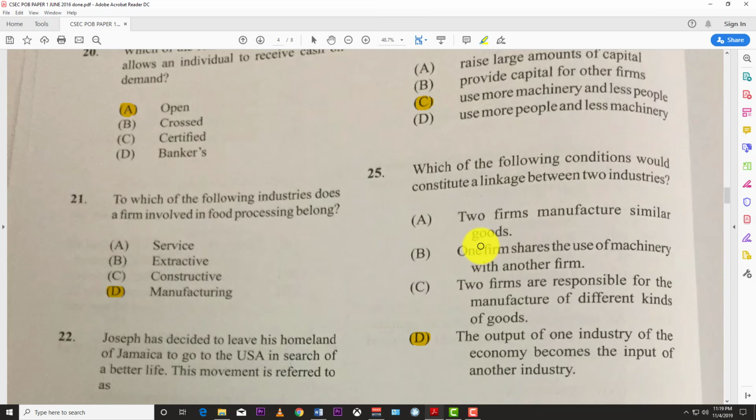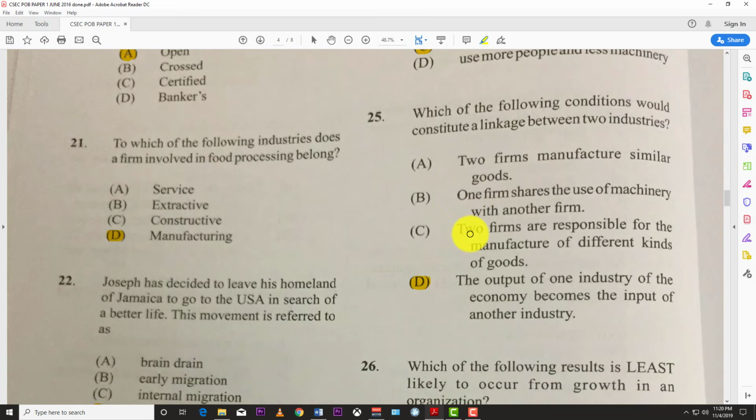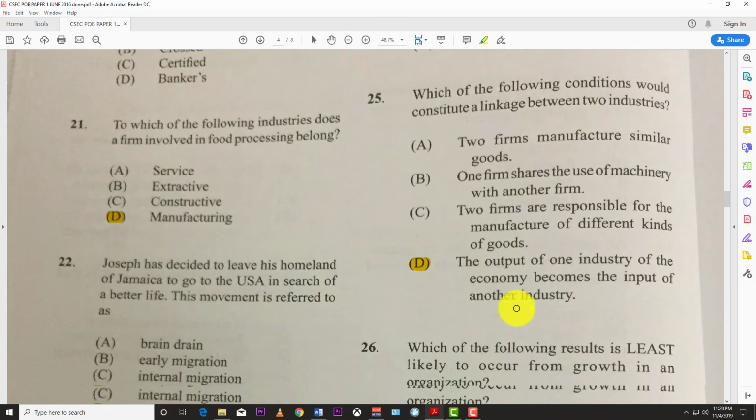Number 25, which of the following conditions would constitute a linkage between two industries? And the best answer here is D. The output of one industry of the economy becomes the input of another industry. So that's a linkage right there. The output of one becomes the input of another. So that can be, for example, the primary industry where you make, let's say, tomatoes, and the tomatoes become the input for a ketchup industry, which is a secondary industry like ketchup making, which is manufacturing. So the best answer is D for this one.